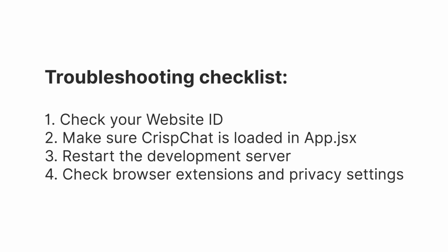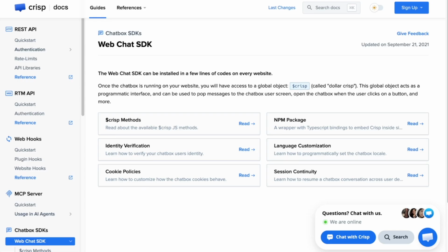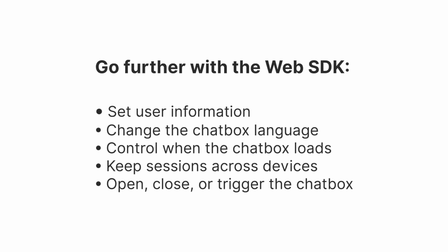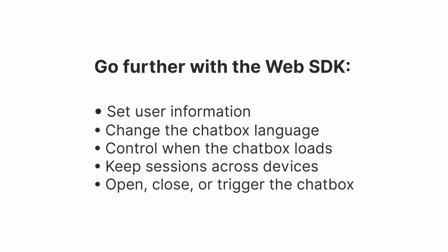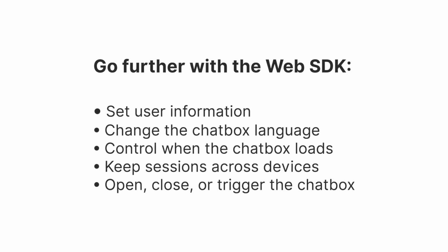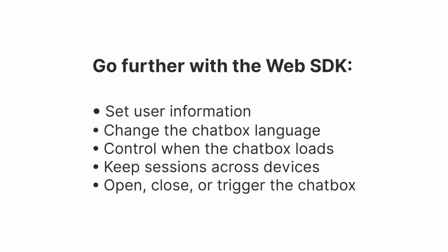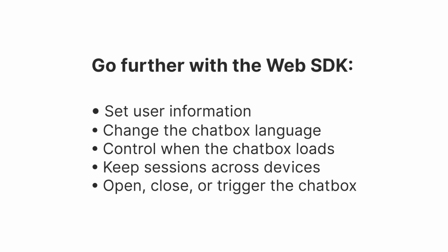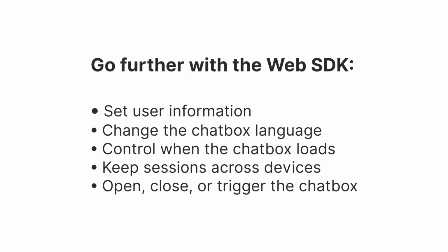Once Crisp is installed, you can also use the Web SDK for more advanced use cases. For example, you can set user information, force a locale, delay chatbox loading, configure session continuity, or trigger chatbox actions from your app. If you need these options, check the Web SDK resources linked in the description below. That's it, Crisp is now installed on your React app.